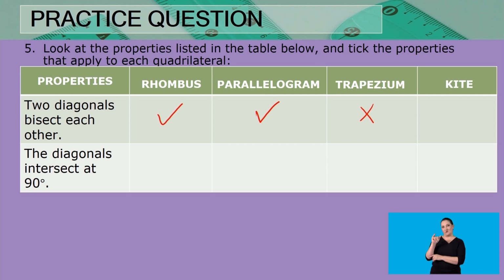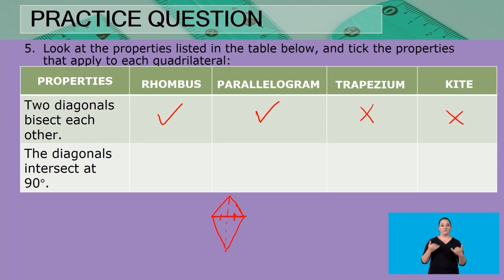Now, when you think about a kite, we know that the one diagonal that is also the axis of symmetry is the one that bisects the other diagonal. So when we have a kite like this, the one diagonal that acts as the line of symmetry would be the one that bisects the other diagonal. So we don't have two diagonals that bisect each other. We only have one diagonal that bisects another diagonal. So we could say that a kite does not fit into that property.